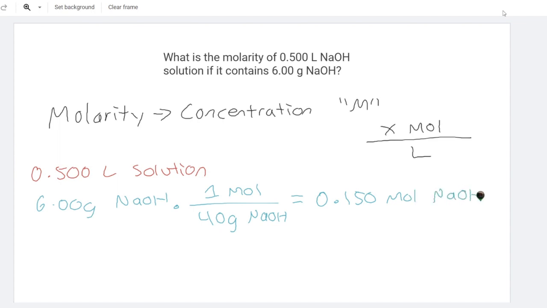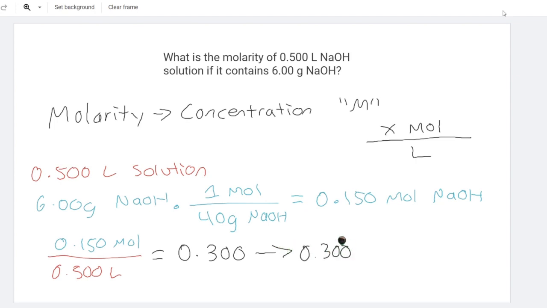Now, plugging this back into the formula, we plug in our 0.150 moles, and we place that over the denominator, which as mentioned earlier, is 0.500 liters of solution. When you plug this into your calculator, you should get an answer of 0.300 as our molarity. But like I mentioned earlier, molarity can commonly be abbreviated with the capital letter M, meaning our formal answer for this problem should be 0.300 M of sodium hydroxide.